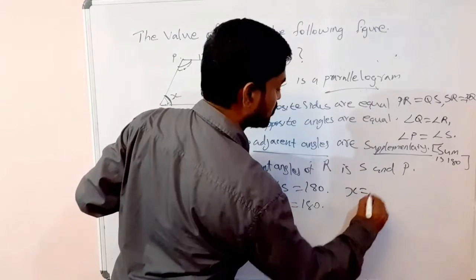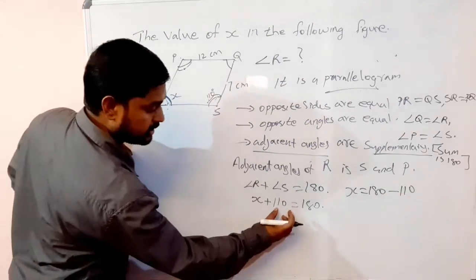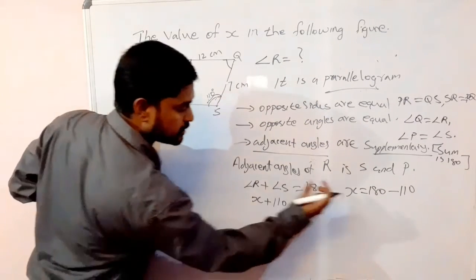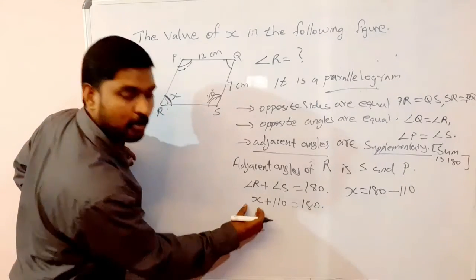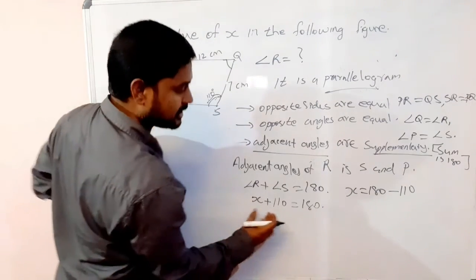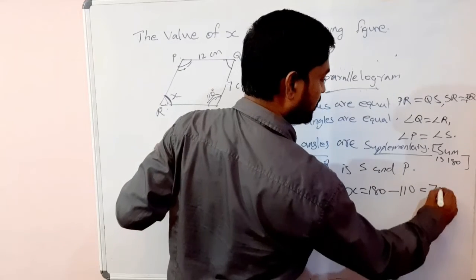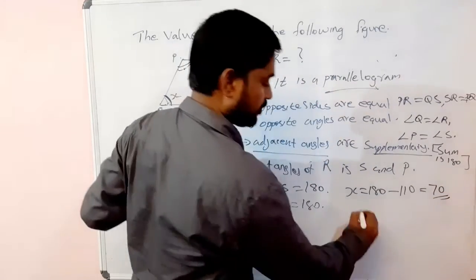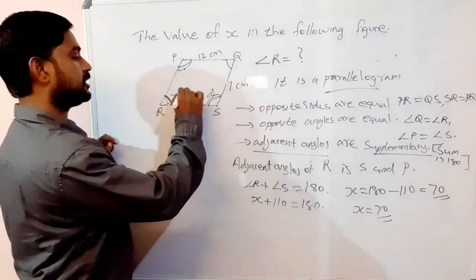X is equal to 180 minus 110. Here 110 is added with the x. If it is transposed to the right side, we will get the value of x, then x is alone on the left side. So we get x is equal to 180 minus 110. So what is 180 minus 110? It is equal to 70. So we got x is equal to 70. So my dear students, x is equal to 70.